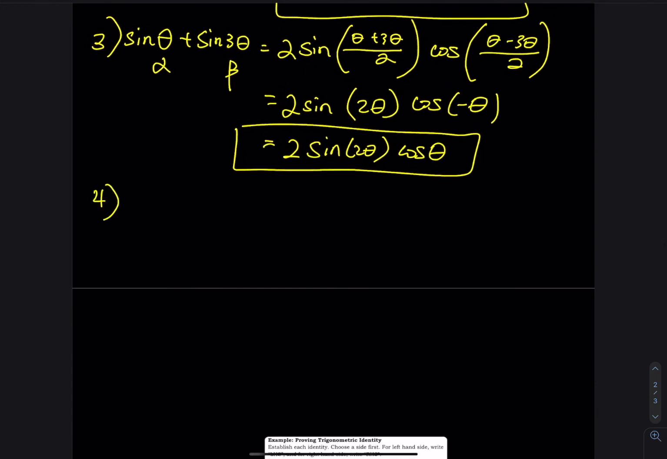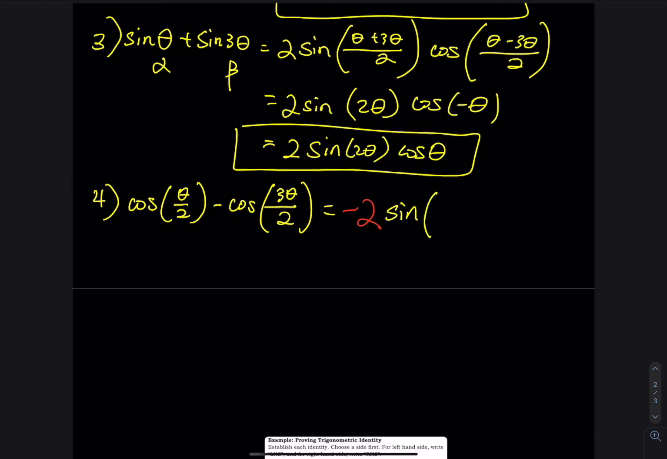So number 4, we have cosine of half theta minus cosine of 3 theta divided by 2. So check your formula. Which one should I use? I should use the one that starts with a negative, -2, right? So that is -2 sine of (alpha plus beta) divided by 2. So (half plus 3/2) divided by 2. And then sine of (alpha minus beta), so (half minus 3 theta divided by 2), the whole thing divided by 2.